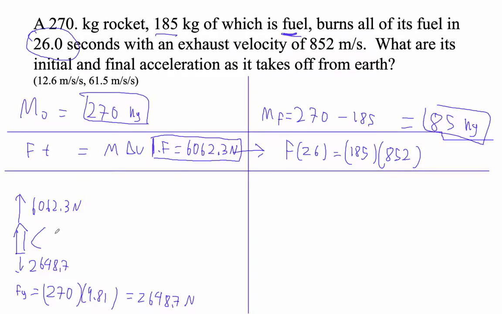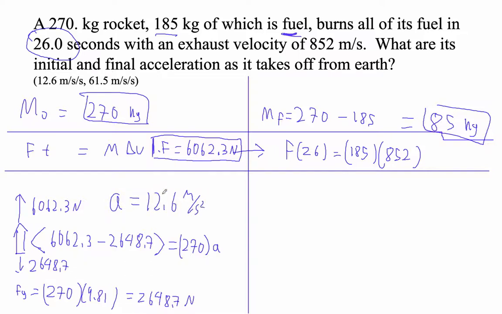Now I can figure this out. So 6062.3 minus 2648.7 is 270 times a. Okay, so that guy minus this guy divided by 270. I'm getting 12.6 meters per second squared. Okay. All right, so now let's do the other one.